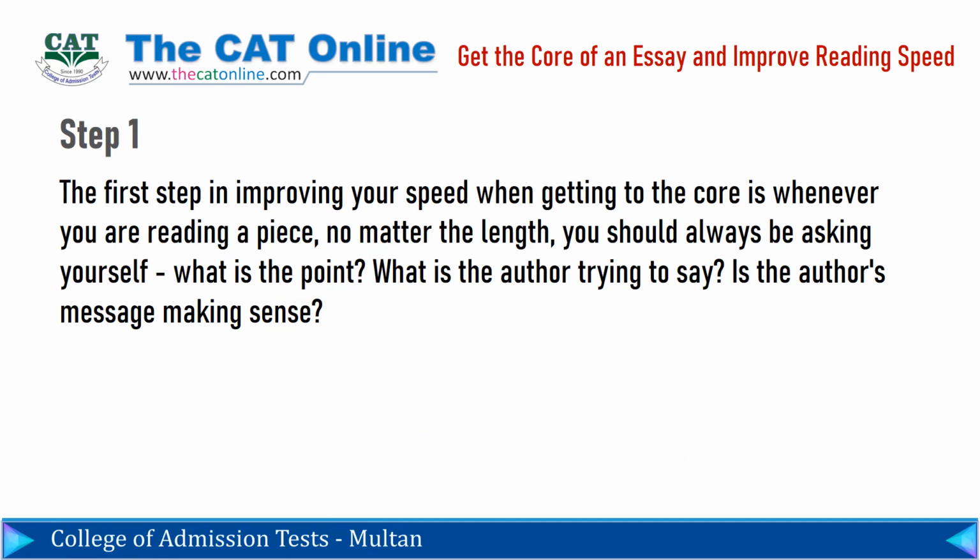Step 1. The first step in improving your speed when getting to the core is whenever you are reading a piece, no matter the length, you should always be asking yourself, what is the point? What is the author trying to say? Is the author's message making sense? As you move through the piece, keep asking yourself if the author is making the same point or has switched focus. This point should lead you to the thesis statement of the writing. If the thesis is not explicit, try to figure out how you would define it yourself.